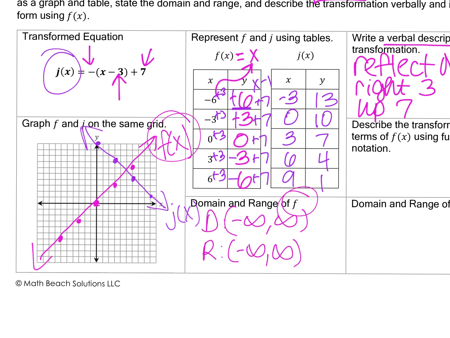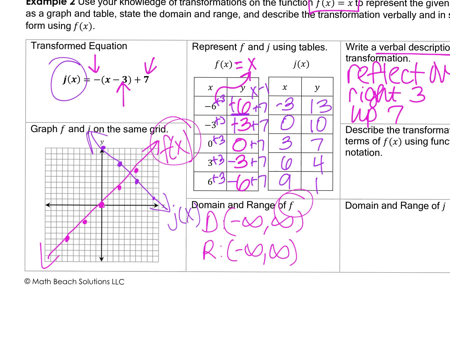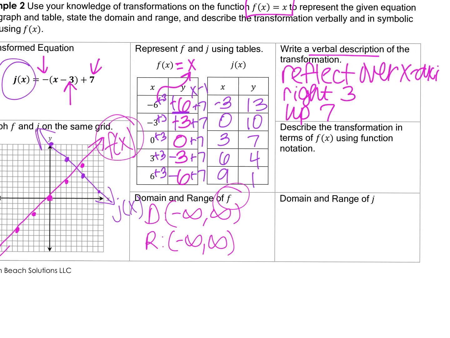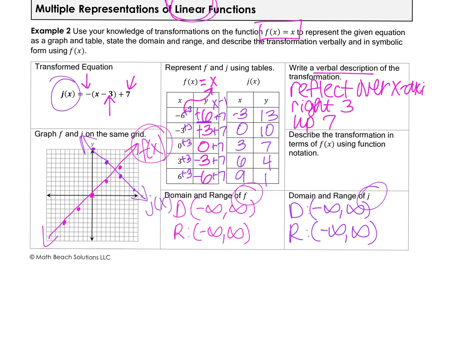Anytime we have a linear function, there are arrows at both ends going left, right, up, down, so you should have all real numbers for both, or negative infinity to infinity, on any linear equation. So that should help you with finding your domain and range of J. The domain is negative infinity to infinity, and the range is the same because it's continuous in all directions, it never stops.